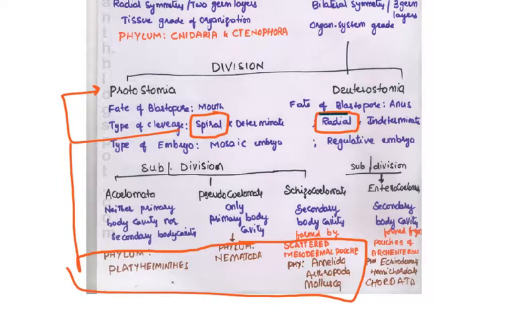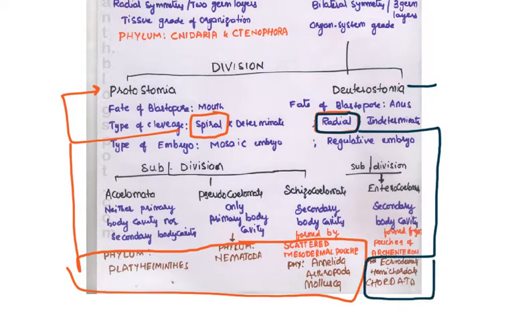Radial cleavage belongs to division Deuterostomia. For phyla examples, take Echinodermata, Hemichordata and Chordata. So this is about spiral cleavage and radial cleavage. Let's discuss determinate and indeterminate in the next class. Let us focus only on spiral and radial here.